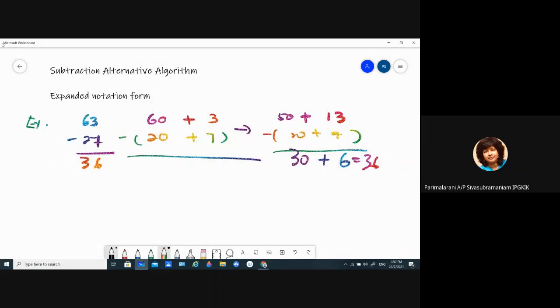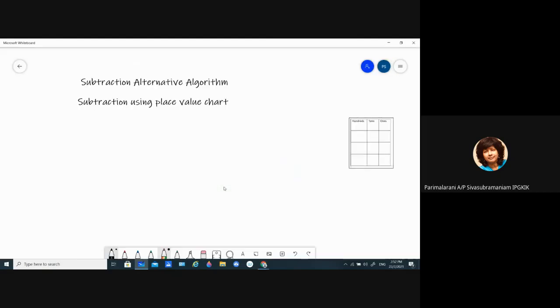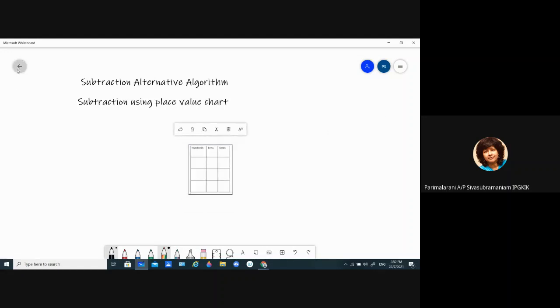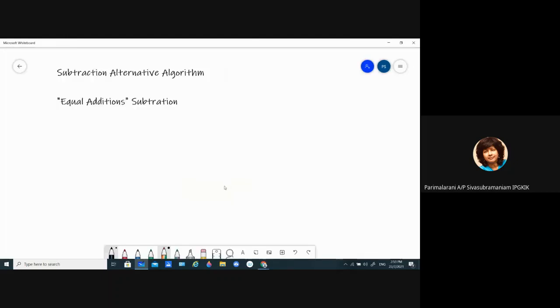Okay. Same thing for word form. Place value chart also same. So I don't think I need to do this. Place value, just put into this chart here and minus. Okay. And then go on to, okay, this is equal additions subtraction, or it's like a borrow and payback method.